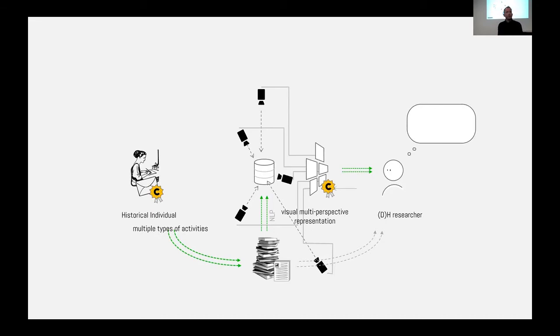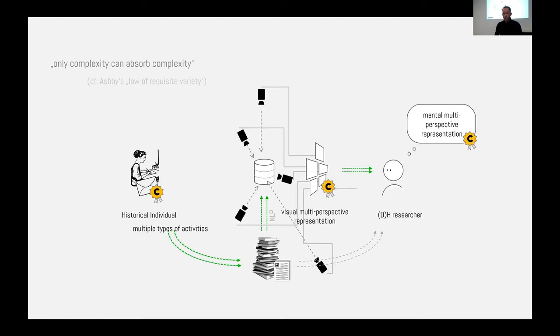And usually, at this side here in the middle, we work with interfaces with multiple views. We combine, for example, maps and timelines and networks and other options. And we hope that this would allow us to also achieve a mental multi-perspective representation, and that we are then able to integrate different perspectives.